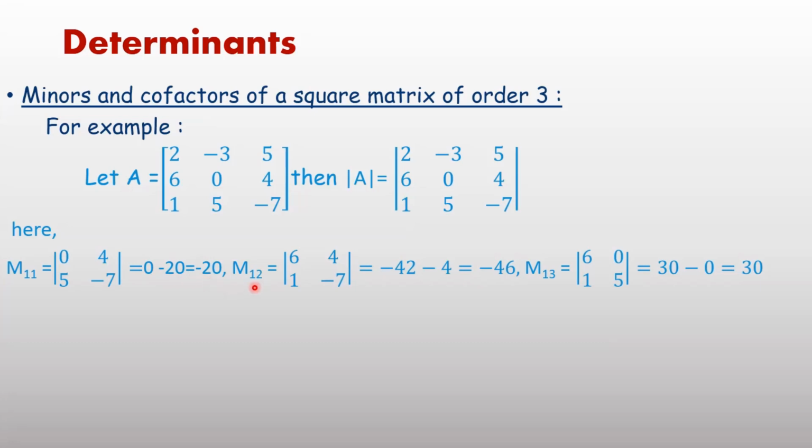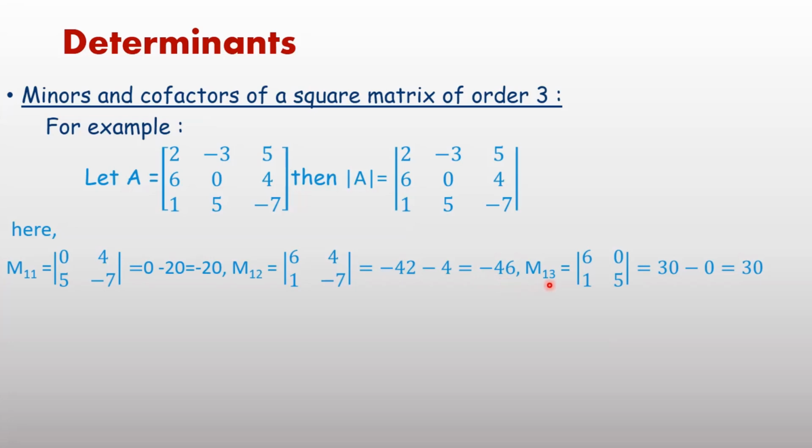M12. M12 means first row, second column. Delete first row and second column. What remains? 6 4 1 and minus 7. 6 4 1 minus 7. Again just find out the value of determinant. 6 into minus 7 is minus 42, minus 1 into 4 is minus 4, equal to minus 46.